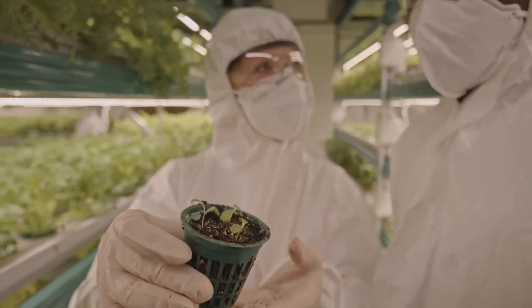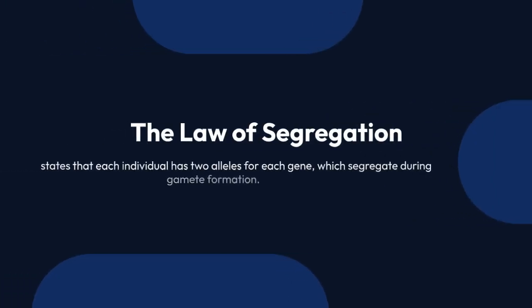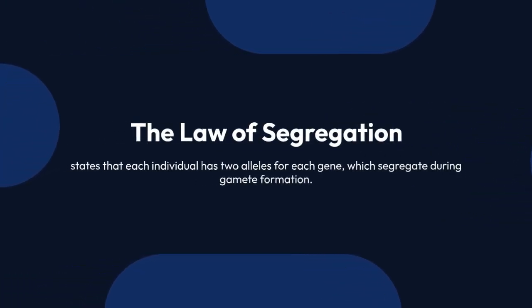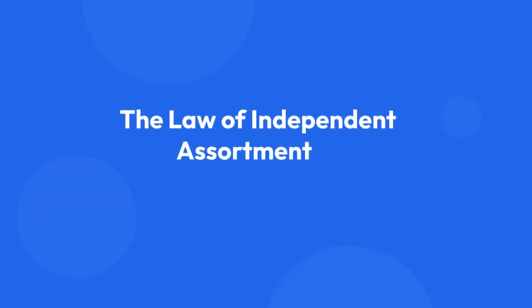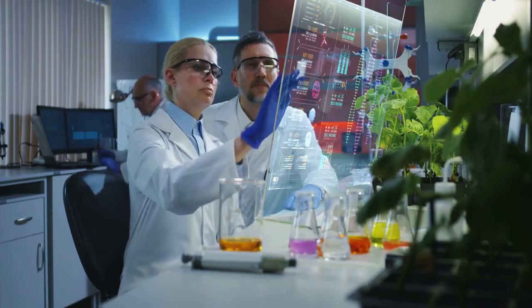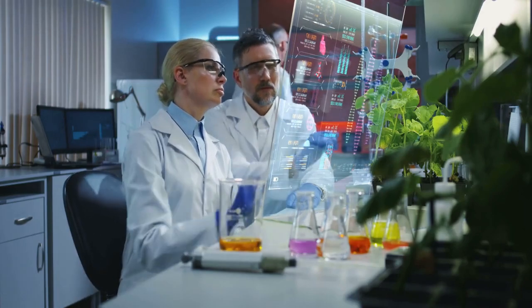Gregor Mendel, often referred to as the father of modern genetics, conducted groundbreaking work on pea plants that established the laws of inheritance. The law of segregation states that each individual has two alleles for each gene, which segregate during gamete formation. The law of independent assortment explains that genes for different traits can segregate independently during the formation of gametes. Mendel's work laid the foundation for understanding how traits are inherited from one generation to the next.